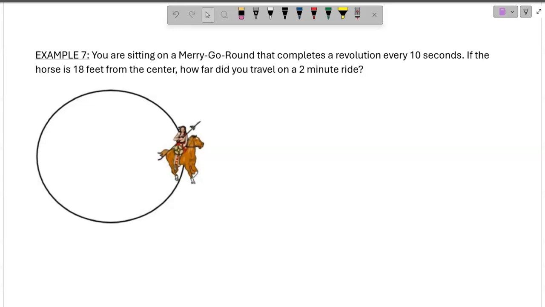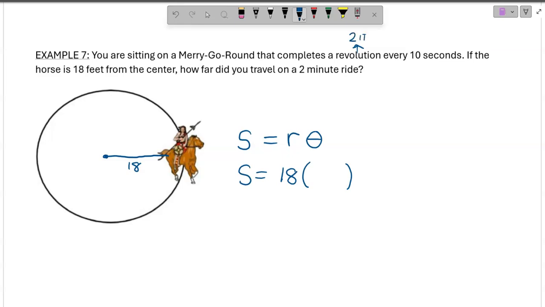Okay? This is going to be another arc length application, so we're going to use the equation S equals r theta. Now, it says the horse is 18 feet from the center, so right away when I look at my formula, r is going to be equal to 18. The question of the hour is, what is theta going to be? So it completes a revolution every 10 seconds. Well, a revolution is equal to 2 pi radians. So every 10 seconds, I will travel 2 pi radians in terms of an angle.